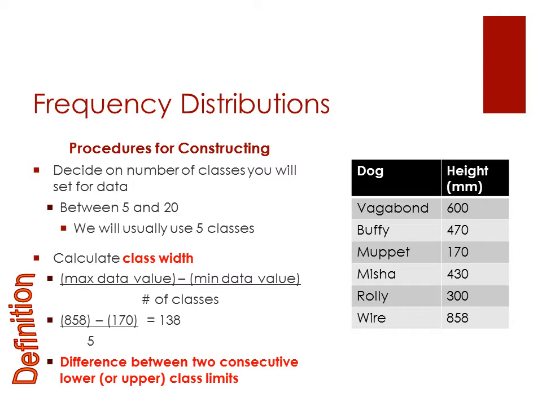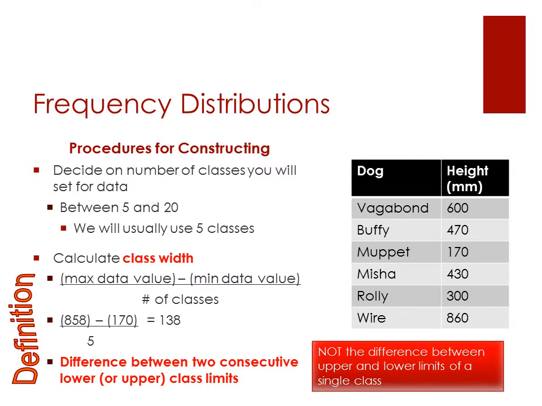So our class width is the difference between 2 consecutive lower class limits or 2 consecutive upper class limits. Notice this is not the same thing as the difference between an upper and a lower limit of a single class. We'll come back to this at the end of this example so you can get a visual of the difference between these two.